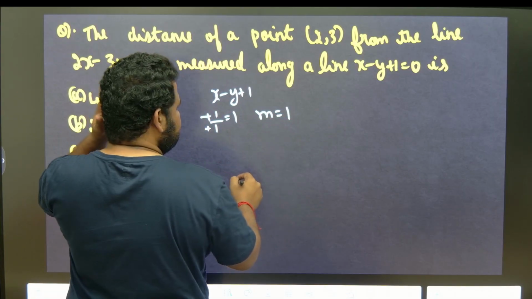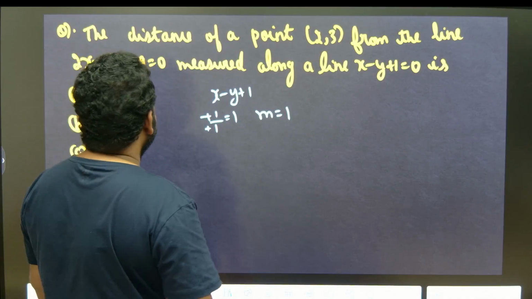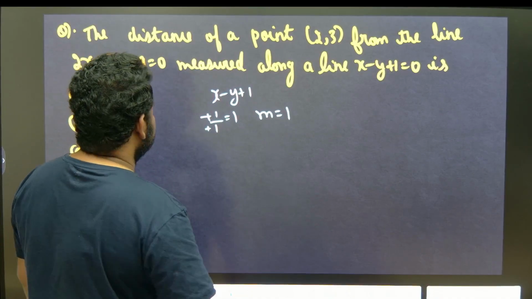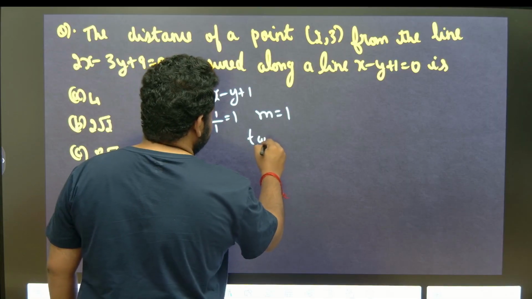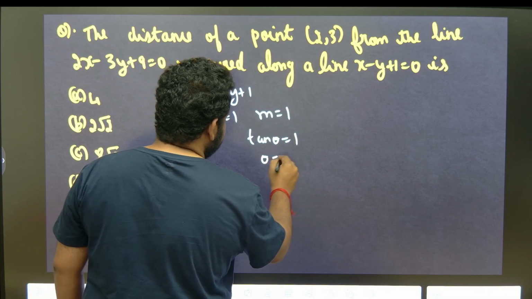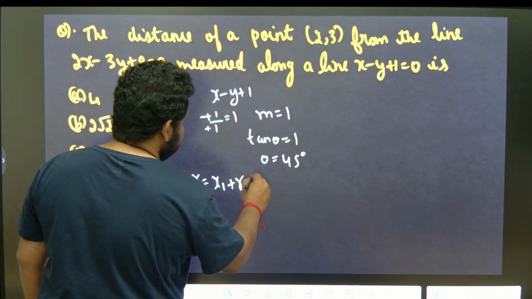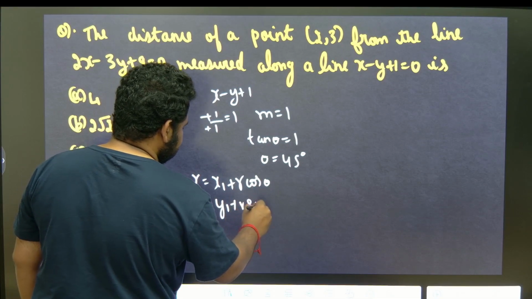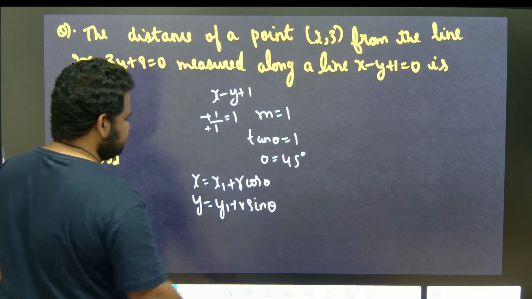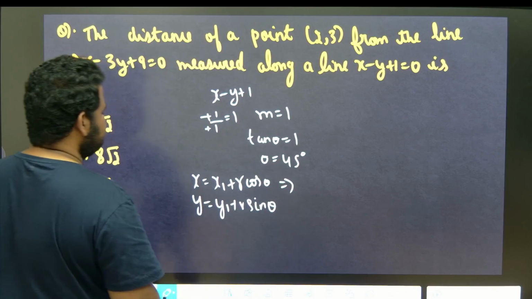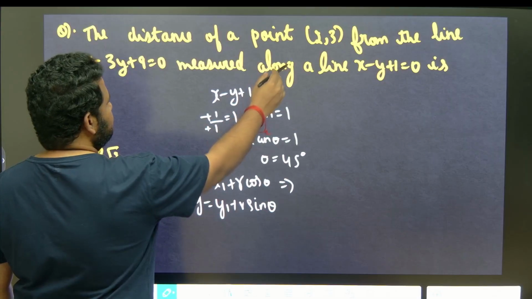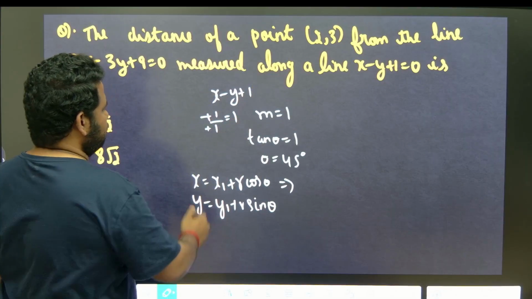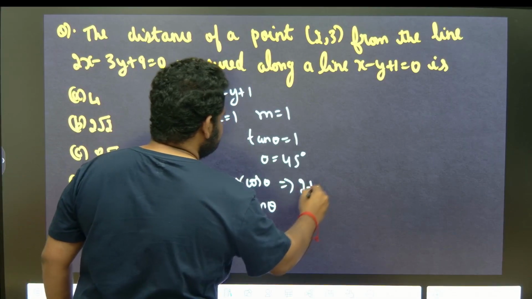Slope m is equal to 1 means tan theta is equal to 1, that means theta is equal to 45 degrees. Now if I apply the formula, x is equal to x1 plus r cos theta, y is equal to y1 plus r sin theta. Theta we got as 45. X1 is 2, so 2 plus r cos theta.